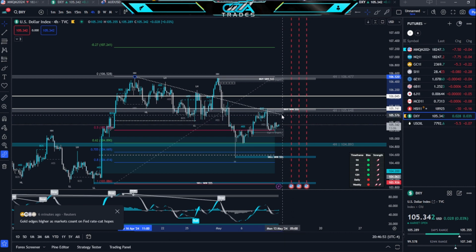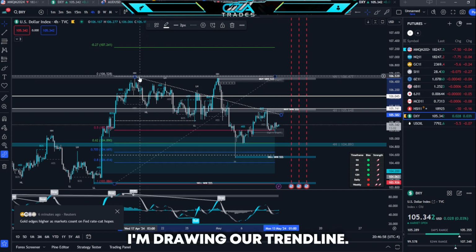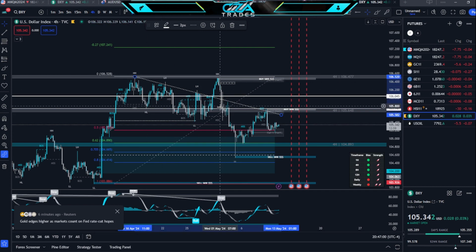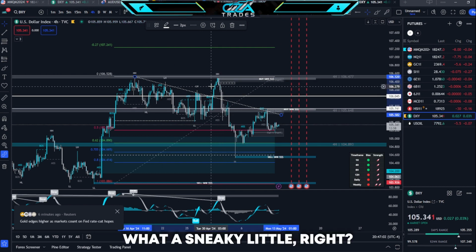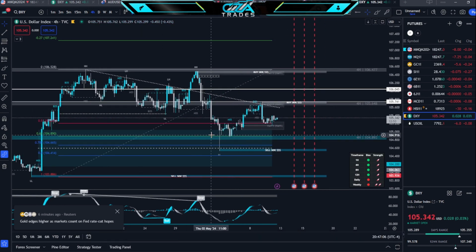Right? Chart, trend line, draw our trend line. We're drawing our trend line. This is a false breakout right here. What a sneaky little, right? DXY was such a sneaky little bastard.